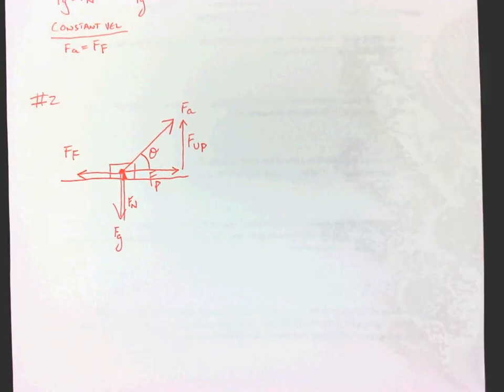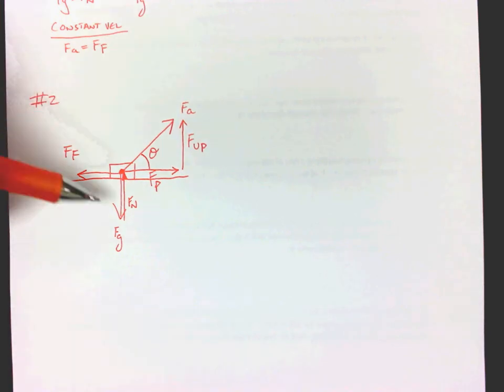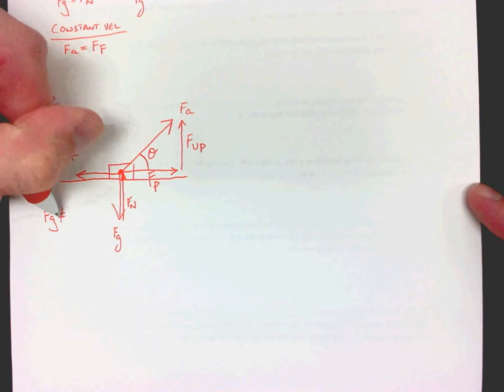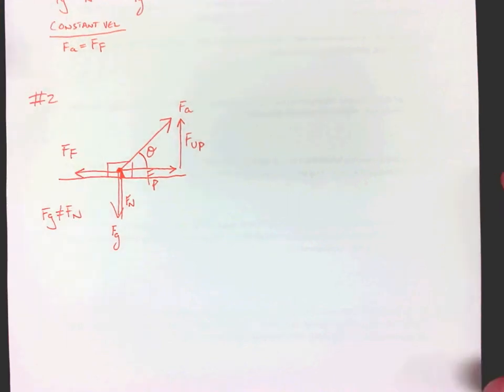So there's free body diagram number two. Definitely more complicated than the first one. You've got 6 forces here instead of just 4. Also more complicated on this diagram is that Fg and Fn are not the same thing. So don't make that mistake. It's only in the first diagram that Fg and Fn are equal.